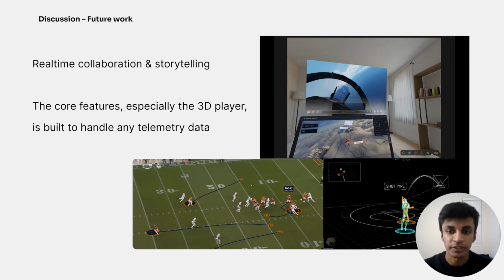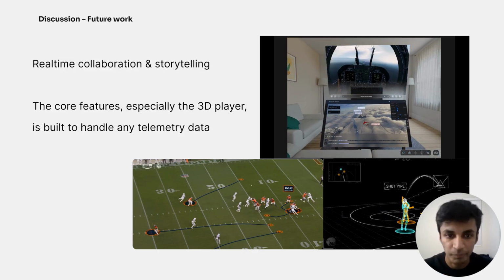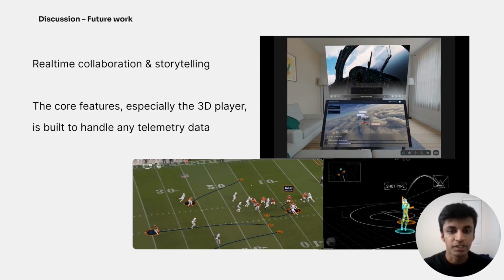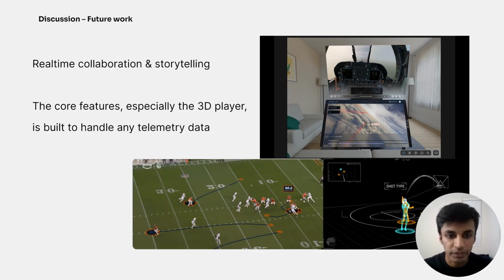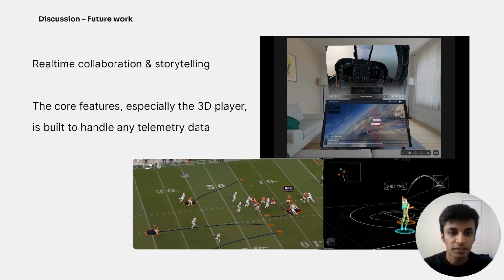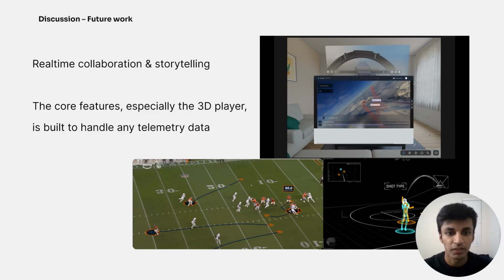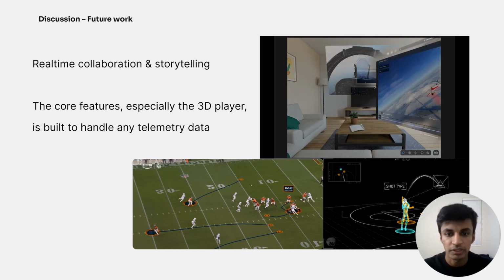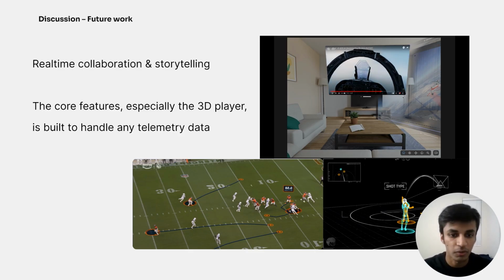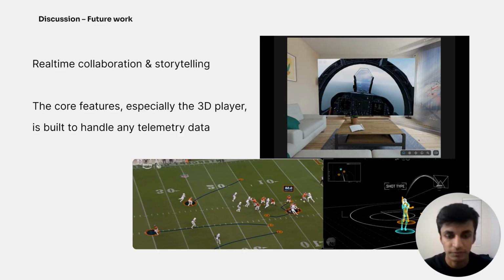TAC-Reel is in its prototype stage and as such represents only a starting point for summarizing spatiotemporal game data. Future versions could also integrate real-time collaboration and enhanced communication features such as annotation, camera views, camera movements, and transitions between events for better storytelling. Lastly, the core features, especially the 3D player, are built for any telemetry data and could be extended to other simulation environments such as ground combat simulators, arcade simulations, action games, or even sports games.